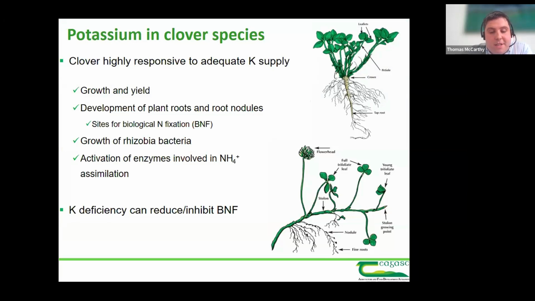Those rhizobium bacteria have also been shown to be positively influenced by the presence of potassium. That's because the form in which they fix the nitrogen is ammonium, and the uptake of this ammonium into the plant tends to be stimulated by potassium as well. We can go as far as saying that a potassium deficiency in clover systems can severely reduce or even inhibit biological nitrogen fixation. So it's critical in that situation as well.